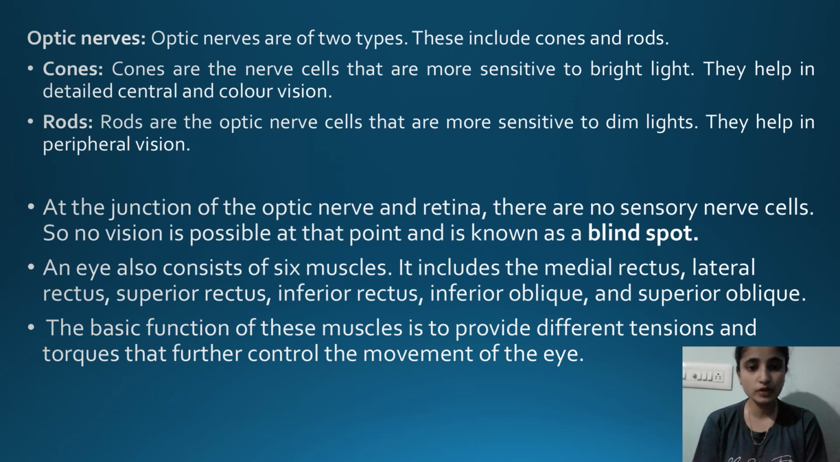At the junction of the optic nerve and retina, there are no sensory nerve cells, so no vision is possible at that point, and it is known as the blind spot. An eye also consists of six muscles. It includes the medial rectus, the lateral rectus, superior rectus, inferior rectus, inferior oblique, and superior oblique. The basic function of these muscles is to provide different tensions and torques that further control the movement of the eye.